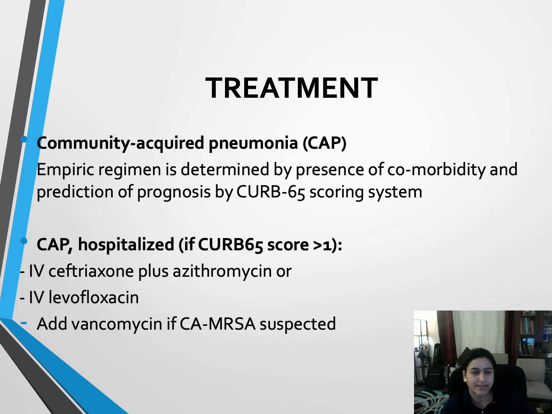And lastly, the treatment. For community acquired pneumonia, the empiric regimen is determined by presence of comorbidity and prediction of prognosis using the 5-point scale system of scoring. And these are the antibiotics that are administered in case of the bacterial condition, if they're resistant to a specific antibiotic. So the strain is determined, and then based on that the antibiotics are administered.